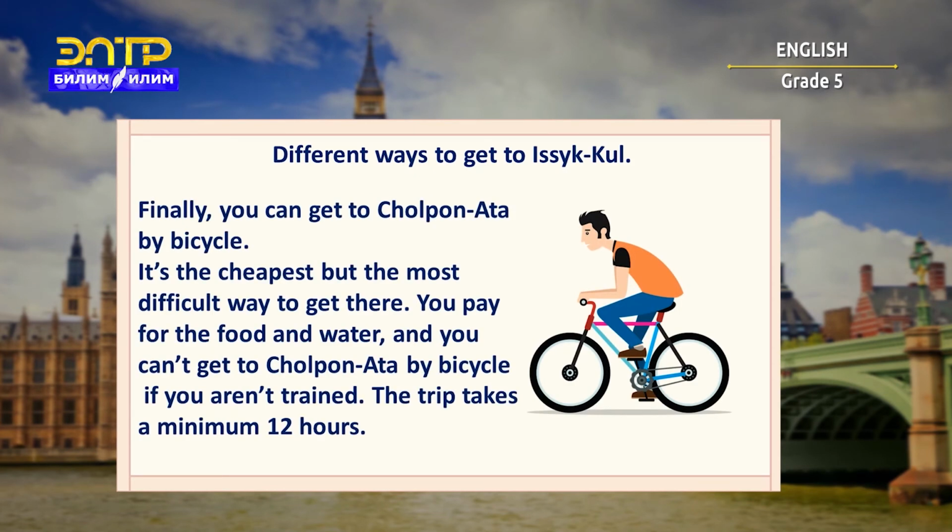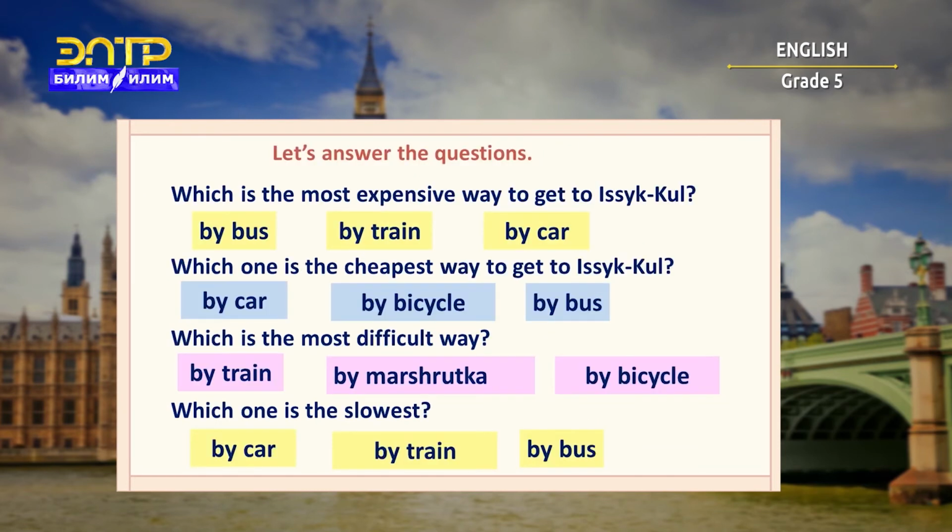Finally, you can get to Cholponata by bicycle. It's the cheapest but the most difficult way to get there. You pay for the food and water, and you can't get to Cholponata by bicycle if you aren't trained. The trip takes a minimum of 12 hours. According to the text, let's do a test and answer the 5 questions.